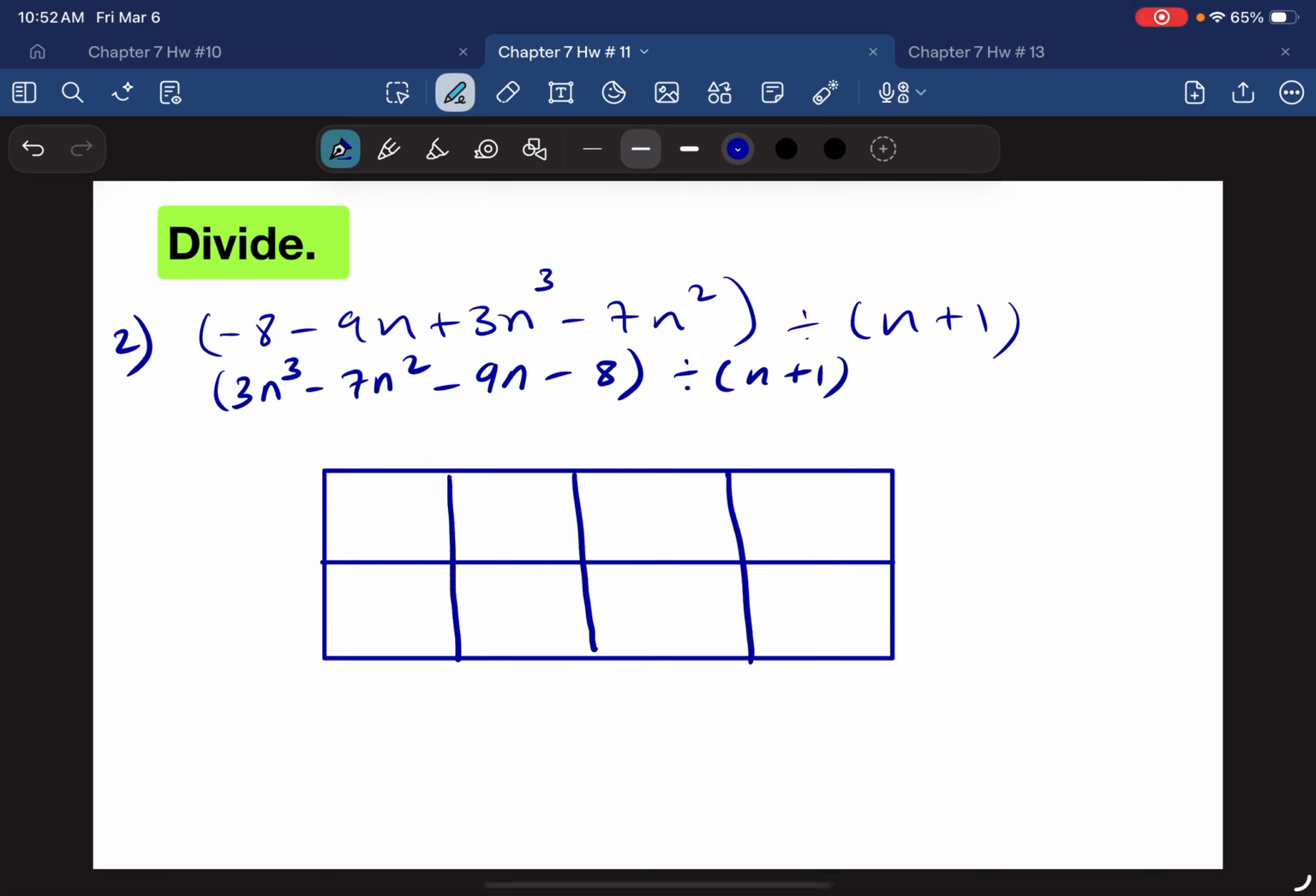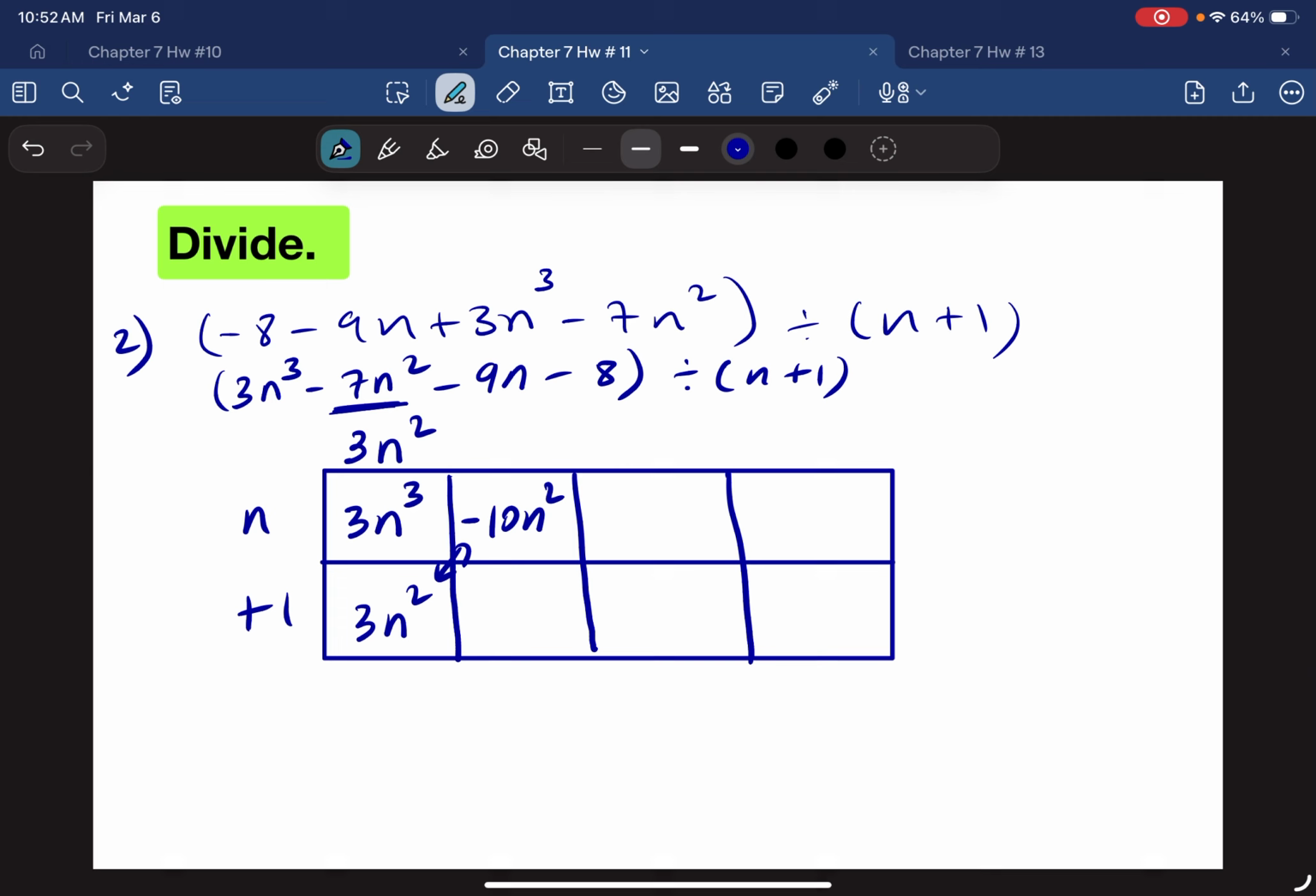Okay, so your n plus 1, your divisor, goes here. Your 3n cubed goes here. I'm not going to use highlighters anymore. So here we're going to have 3n squared. 3n squared times n is 3n to the third. 3n squared times 1 is 3n squared. These two boxes right here are going to give me negative 10n squared. So that means I need negative 10n squared here.